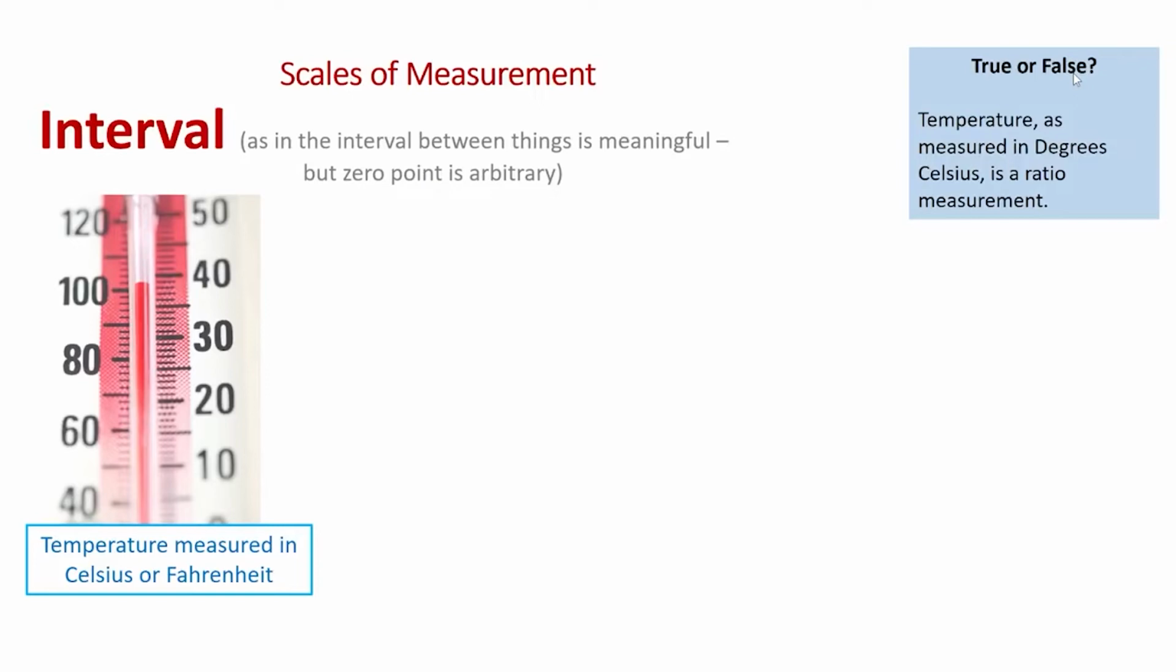In Celsius, for example, the 0 point is the melting point of water. That doesn't mean there's an absence of temperature, it's just been arbitrarily chosen as a convenient marker, a convenient thing that's easy to measure. If the temperature is 0 degrees Celsius, it doesn't mean that we have a complete absence of temperature. So we can't say, for example, that 80 degrees Celsius is twice as hot as 40 degrees Celsius. That doesn't actually mean anything.